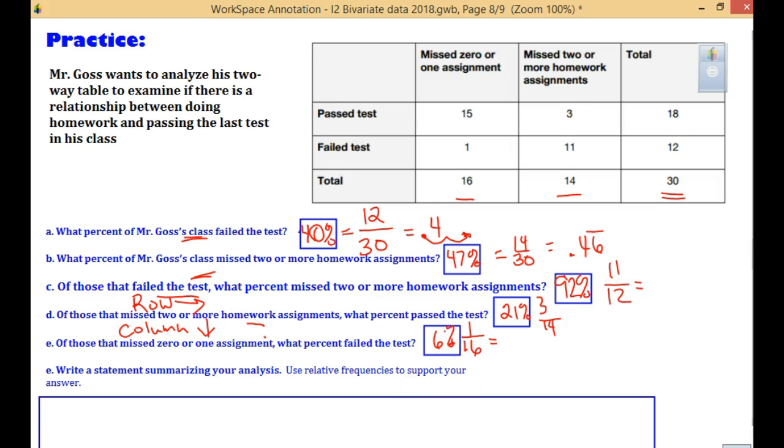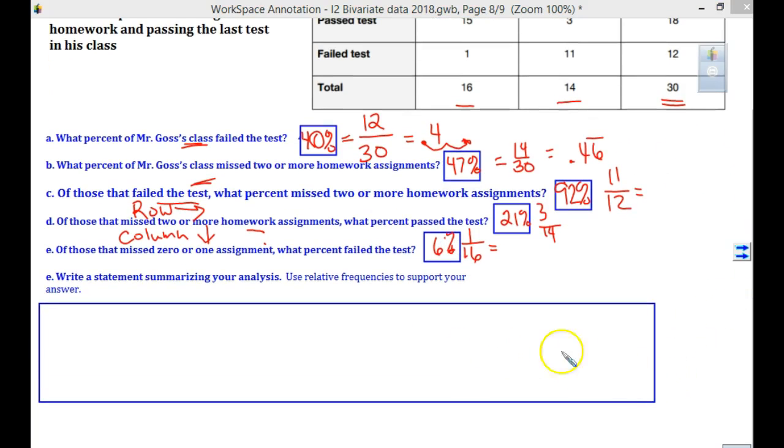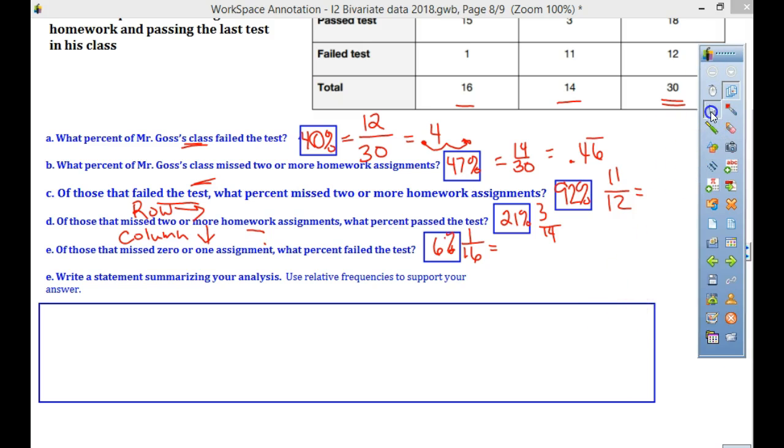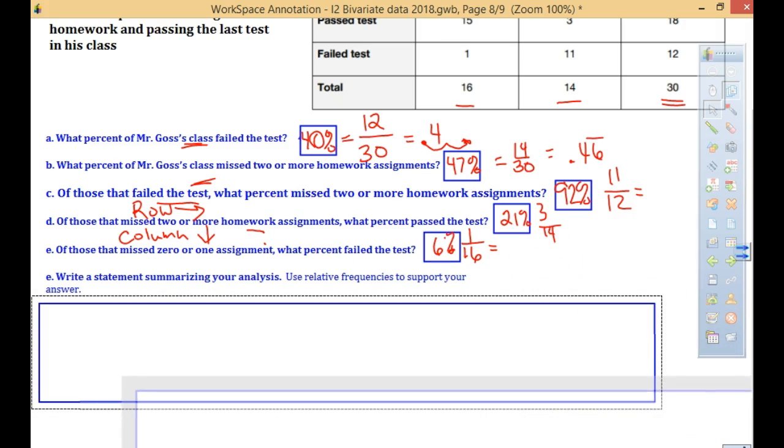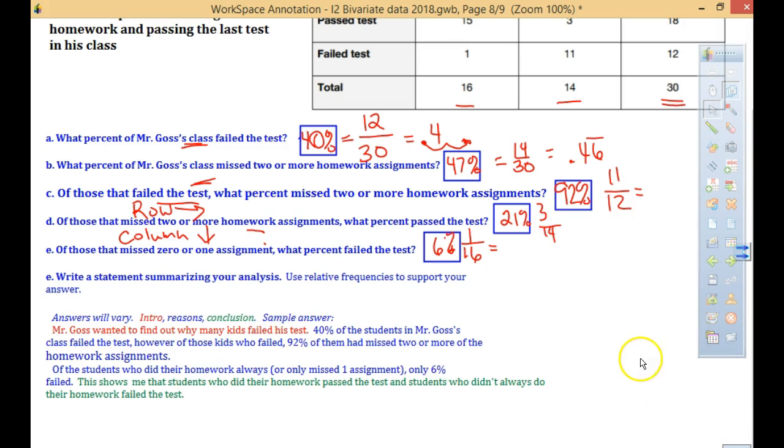And here's this last part. You are going to be asked to write statements like this on the test for this unit. So we'll have a test on this unit before we have our year-end tests. It says, write a statement that summarizes your analysis. Use relative frequencies, that means these percentages, right, to support your answer. So in this case, we found some different percentages. We didn't find all of them, so there could be other ones that you could find. And here's the key thing with this.